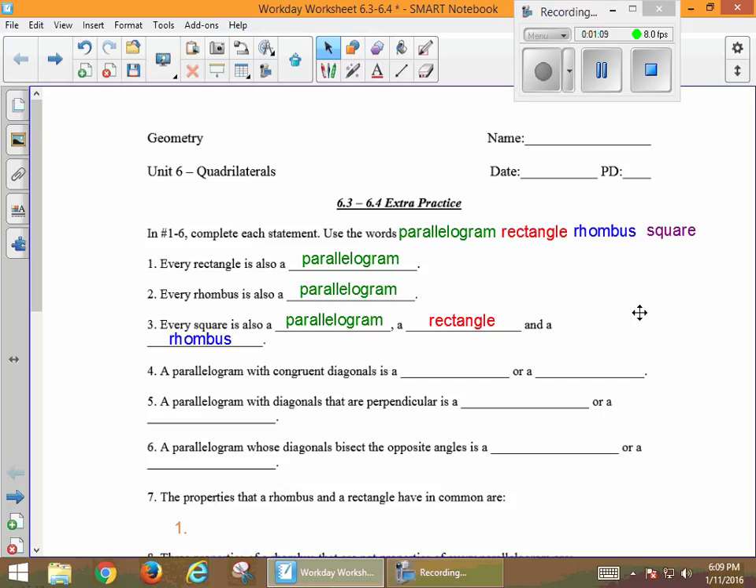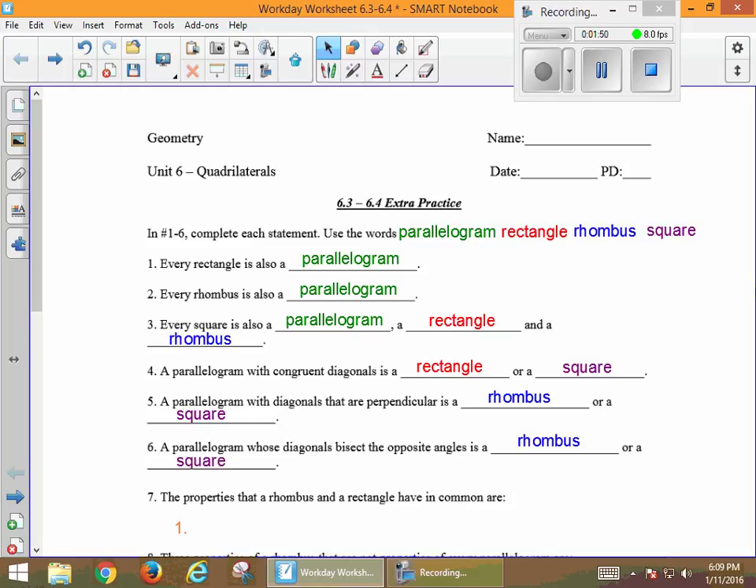Number 4, a parallelogram with congruent diagonals. That is a trait of a rectangle and also a square. Number 5, a parallelogram with diagonals that are perpendicular is by definition a rhombus and also a square. Number 6, a parallelogram whose diagonals bisect the opposite angle is a rhombus or a square.